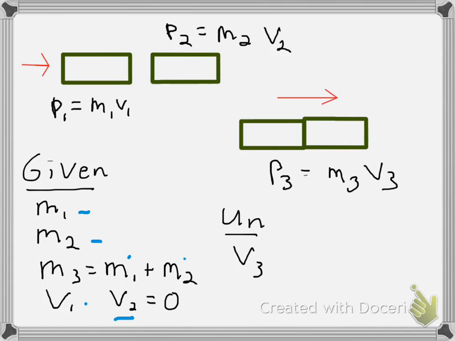Of course, if we had numbers for all of these, this is where I would put them, in this section here. But we don't. But I do know that V2 is 0, so I'm just putting it there to remind myself that it is. And my unknown, of course, is V3. That's what I'm being asked to find.